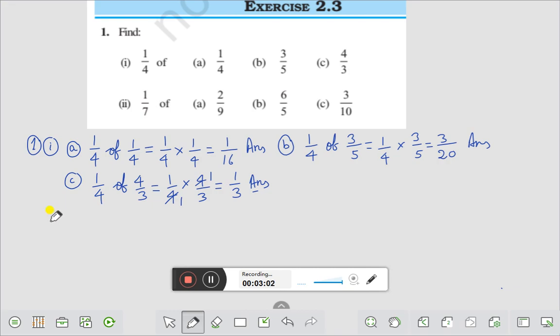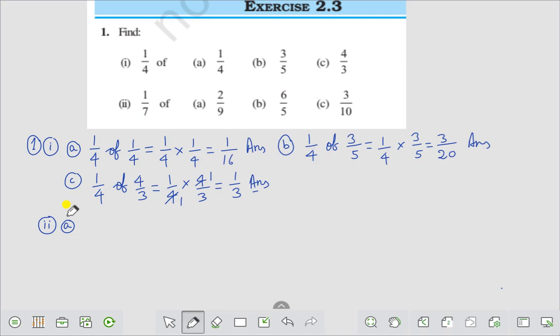Now question number 2. 2A is 1 by 7 of 2 by 9, that is equal to 1 by 7 of means multiply 2 by 9, that will be equal to 2 by 7 nines, 63.